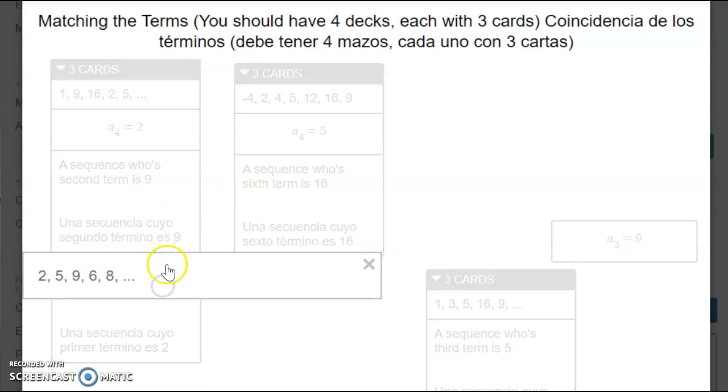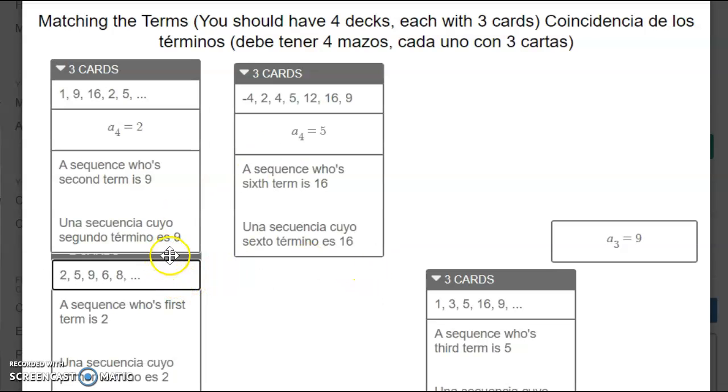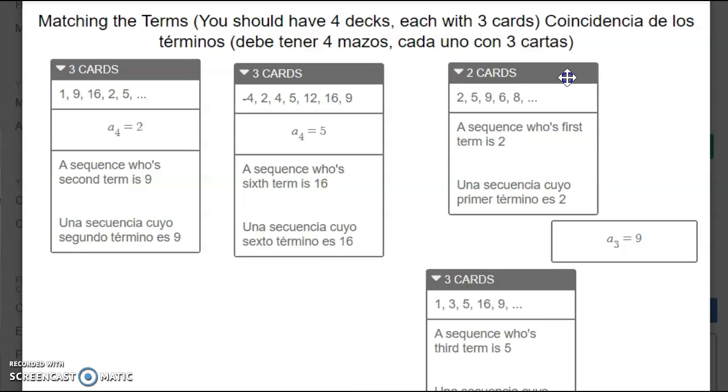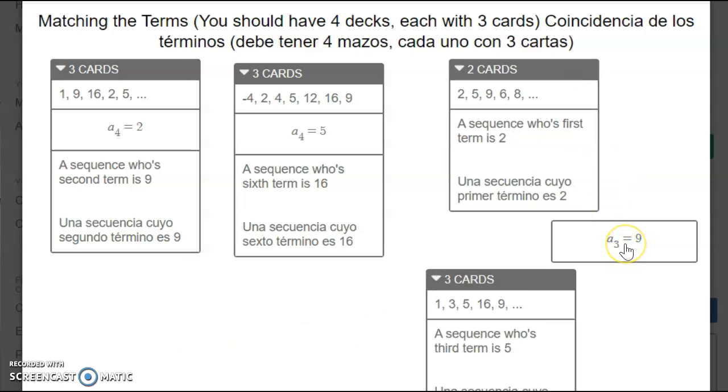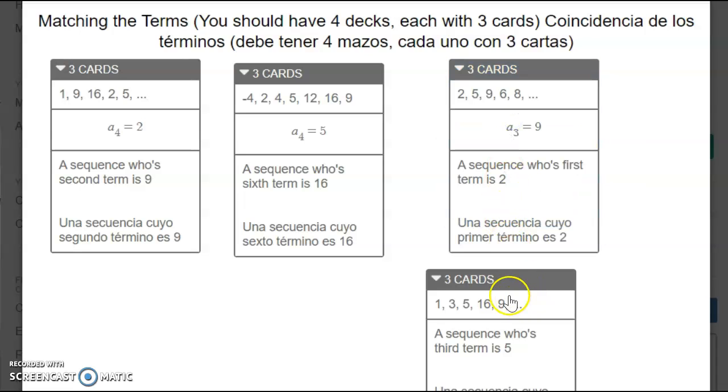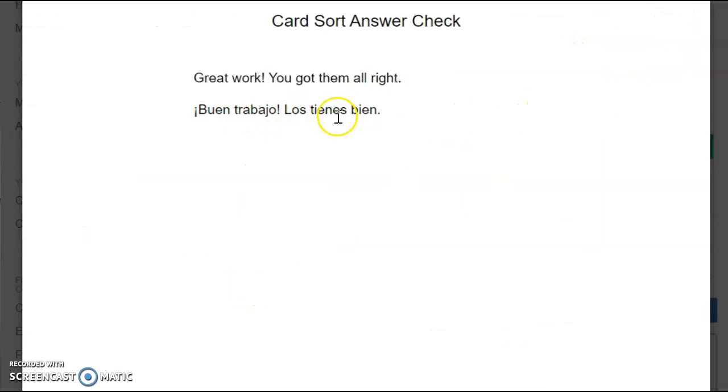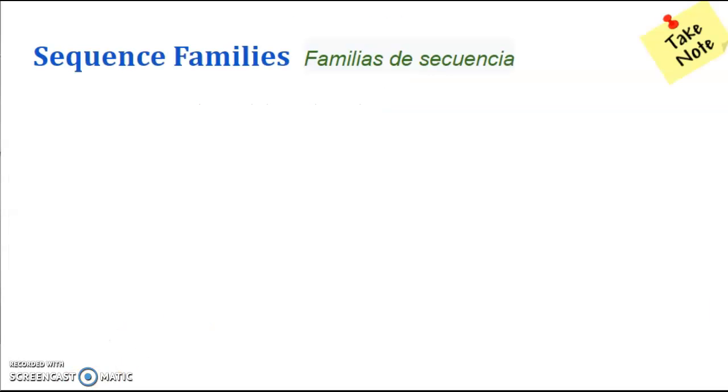And then finally, this must match with A of 3, that means third term is 9. Okay, so they're all matched. Now I'm done. If I go to the next slide, it will tell me, great work, you got them all right. Okay, so that was the notation.